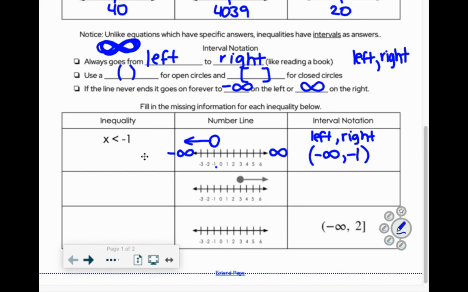Okay, that is basically saying that my graph goes from negative infinity to negative 1, which is the same thing we can see on the actual number line. Okay, it's doing the exact same thing.